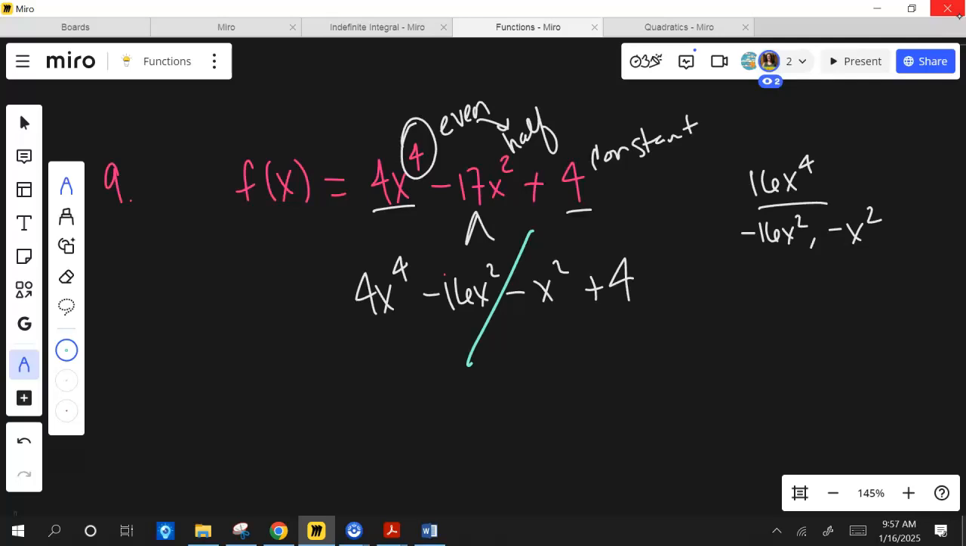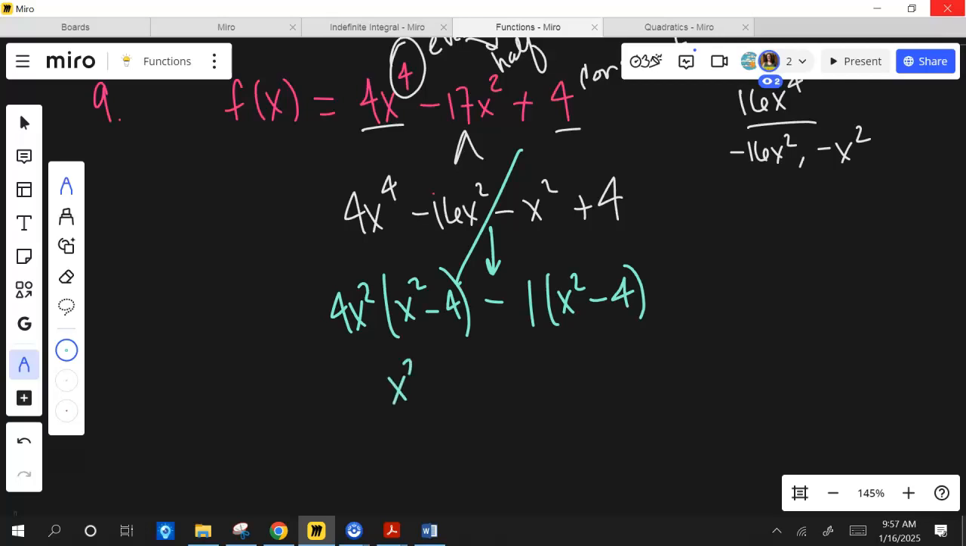All right, what can I take out of the first two? Of 4x squared, what's left? The middle sign always stays. What can I take out of the last two? 1. And that makes the last sign change. So I end up with x squared minus 4, 4x squared minus 1.